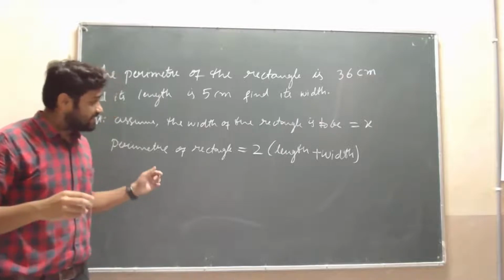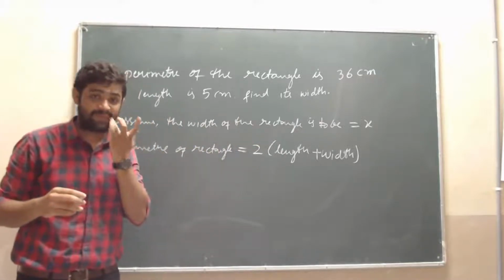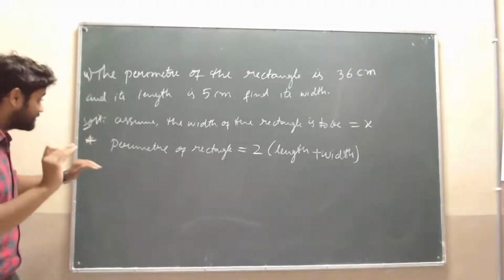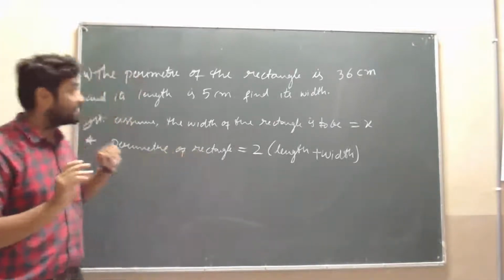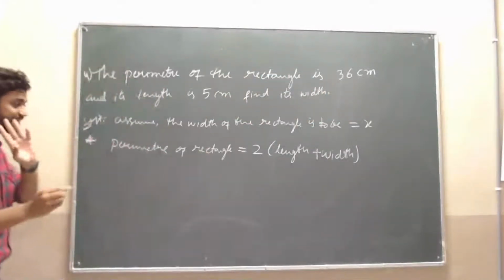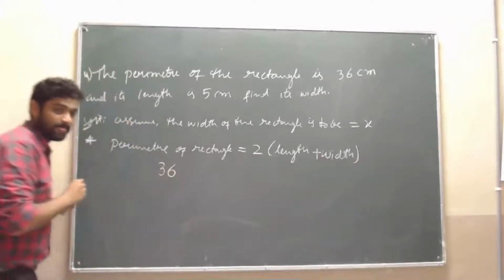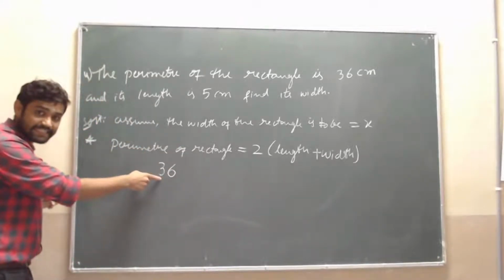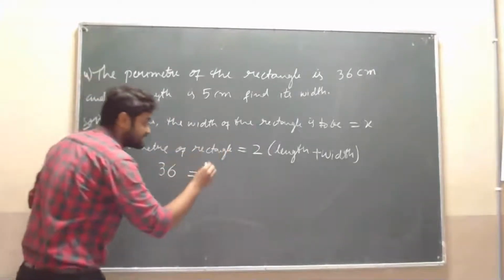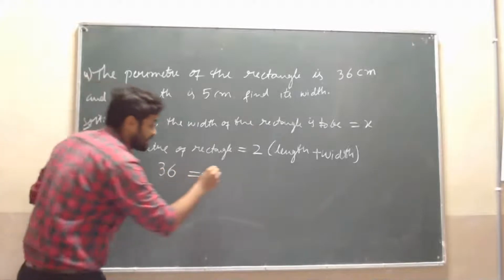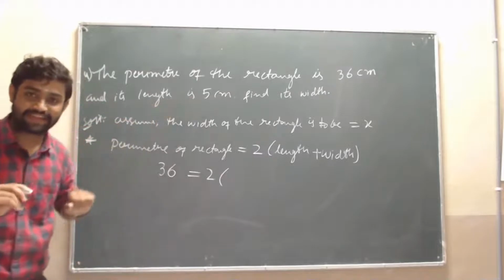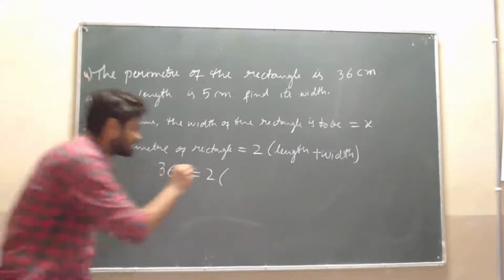See here, this is the question we have. Okay, see, this is the linear equation. How? Now I will tell you. The perimeter of the rectangle is 36. See here, the perimeter of the rectangle is 36. Equal sign is there. As it is, 2 is there. Then the length they have given is 5 centimeter. I will write 5 here.